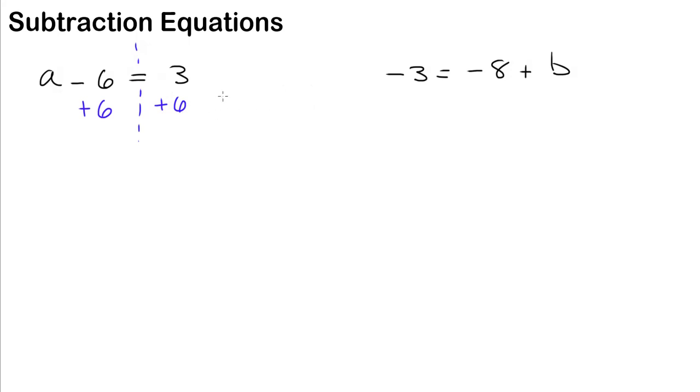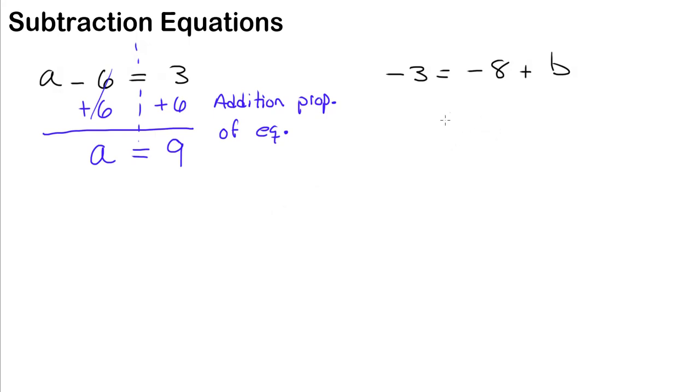Now this is called the addition property of equality. Because this time, instead of subtracting the same thing from both sides, we're adding the same thing to both sides. So we have here negative 6 plus 6, additive inverse, that cancels out, becomes 0. This leaves me with an a on the left side, equals, and on the right-hand side I have 3 plus 6 equals 9.